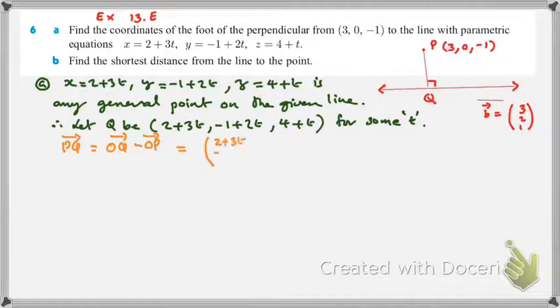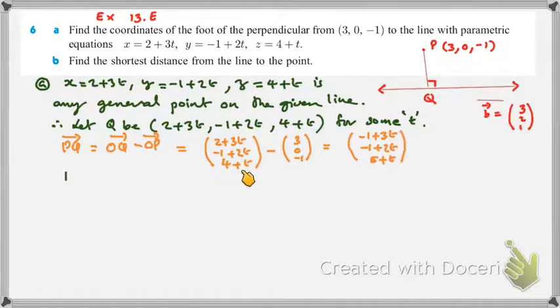I know what OQ vector is. Point Q is known to you, so I write my OQ vector as (2 + 3t, -1 + 2t, 4 + t), minus OP vector, and P is (3, 0, -1). Then to subtract, I subtract the corresponding terms. So 2 + 3t - 3: 2 minus 3 is minus 1, so -1 + 3t. Then -1 - 0, so that's -1 + 2t. Then 4 + t minus minus 1: minus minus makes it plus 1, so 5 + t. So that's my PQ vector.